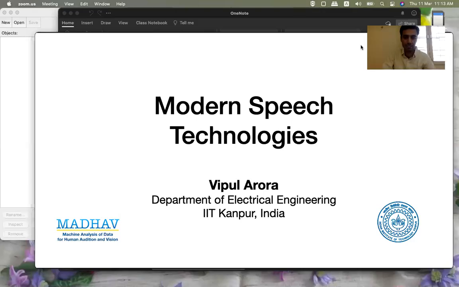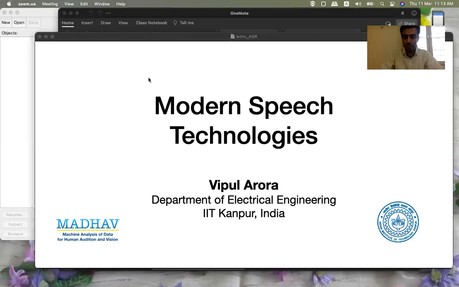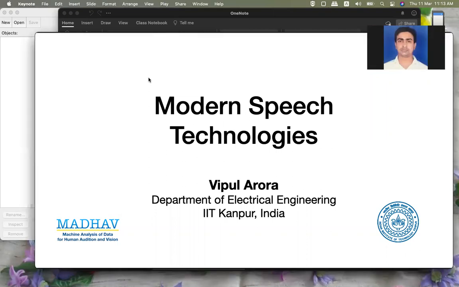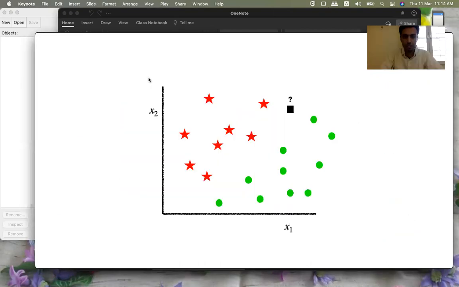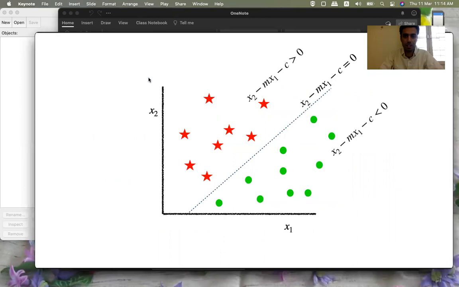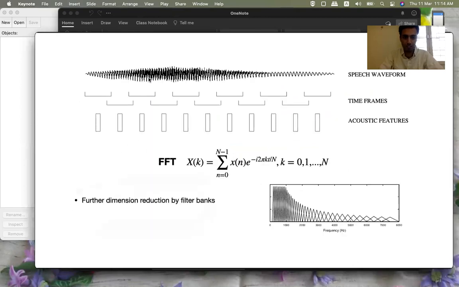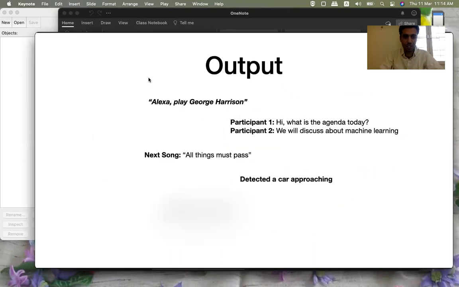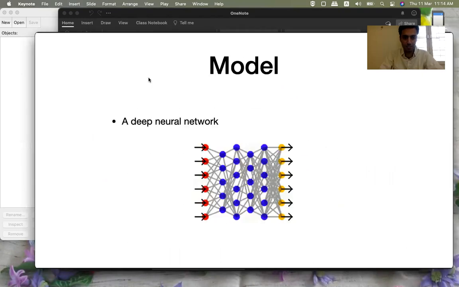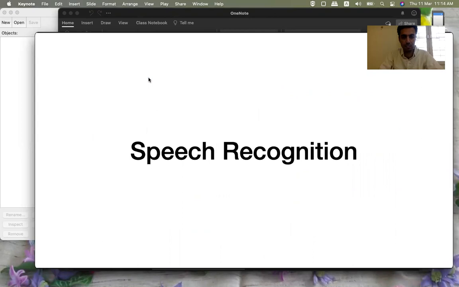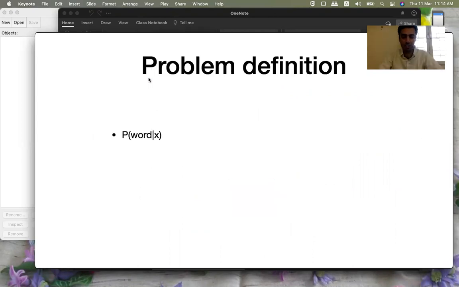Okay, so we are discussing modern speech technologies and we discussed different things. We discussed the machine learning part, we discussed classifiers, feature extraction, and so forth. Yes, this is our last class discussion. Now we are coming to speech recognition.